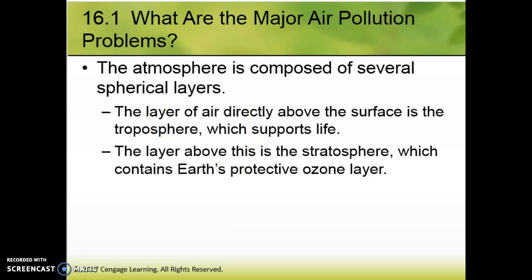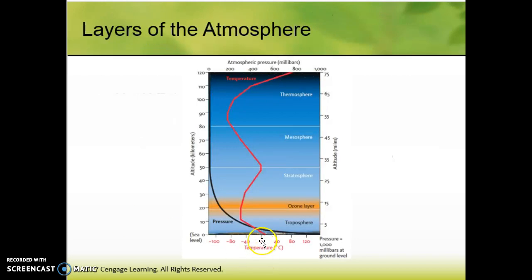The atmosphere is composed of several layers. You'll see a picture on the next slide. The layer directly above the surface is called the troposphere. That's what we live in. That's the air that we breathe. The layer above that is called the stratosphere, which contains the ozone layer. If we look here, we've got the surface with the troposphere going up. The ozone layer lines the top of the troposphere, but it's found in the stratosphere.